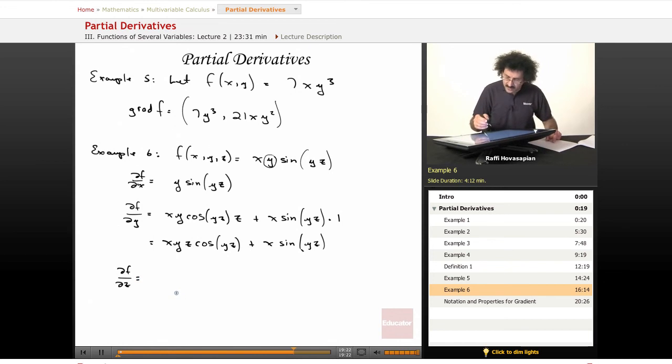let's see what happens here. So if we hold the x and y constant, so that means these are constant. So we end up with x, y, cosine yz times the derivative of what's inside with respect to z, which is y. So that's going to equal x, y squared, if I'm not mistaken, cosine of yz. There you go. So this is df dx, this is df dy, this is df dz.